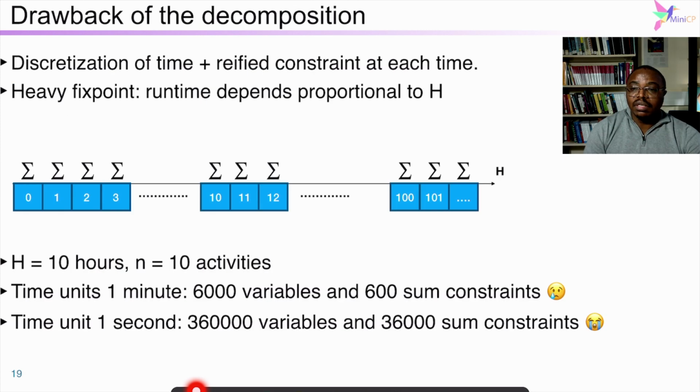The filtering of the decomposition is quite good, but due to the discretization of the time, we introduce a lot of variables and sum constraints. The fixed point computation can thus be quite slow and proportional to the horizon. For example, with 10 activities and a horizon of 10 hours with a graduation less than 1 minute, we need thousands of variables and sum constraints.